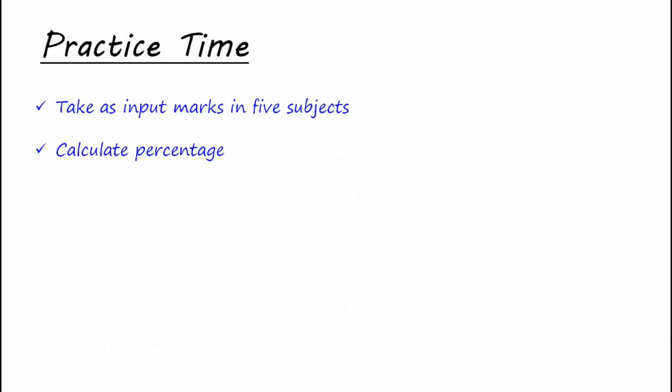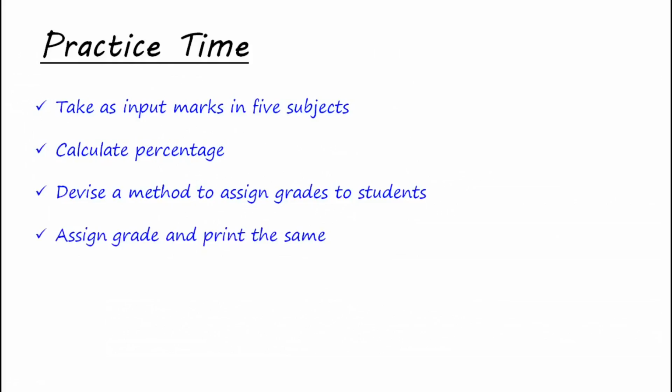Now it's time for you to practice. So we'll continue with the previous program. Take as input marks in 5 subjects, calculate percentage. Now devise a method to assign grades to students. So let's say 80 to 100 is grade A, 60 to 80 is grade B, and so on and so forth. Devise a method of your own and then assign grades and print the same. You would require the help of if else statements to do this. So best of luck.